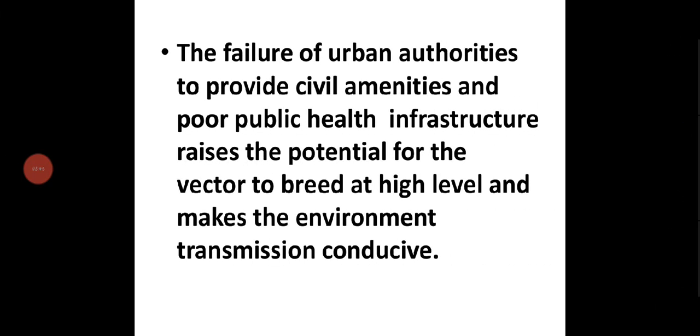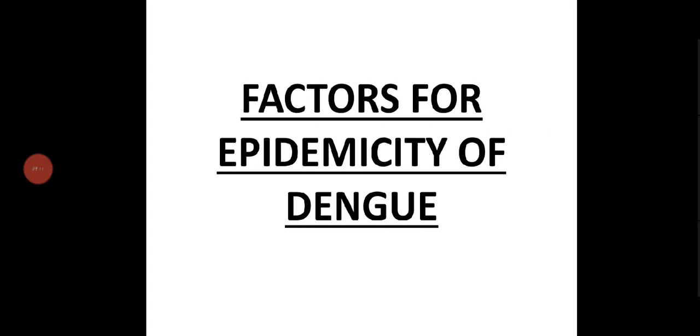The failure of urban authorities to provide civil amenities and poor public health infrastructure raises the potential for the vector to breed at a high level and makes the environment for transmission conducive. So the corporation or the municipality should take care of the water storing areas so that there will be no growth of the mosquito, and thus prevention will take place. The mosquito will not breed, so there will be no dengue infection.